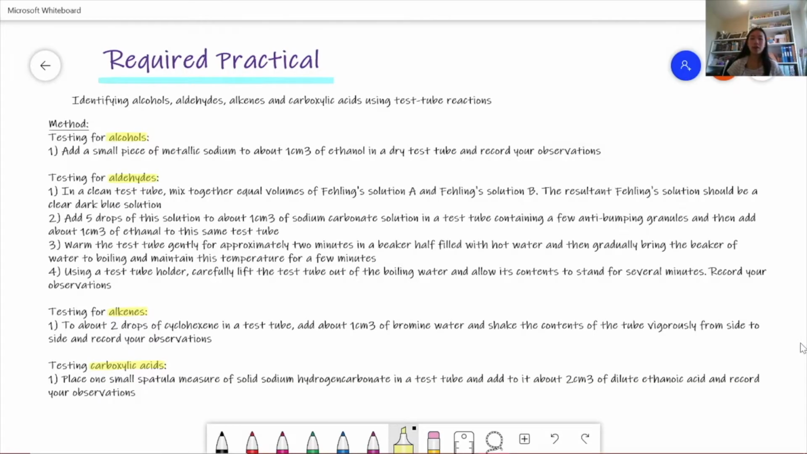going to look at a required practical, which is to identify alcohols, aldehydes, alkenes, and carboxylic acids using test tube reactions. So our method comes in 4 different parts.